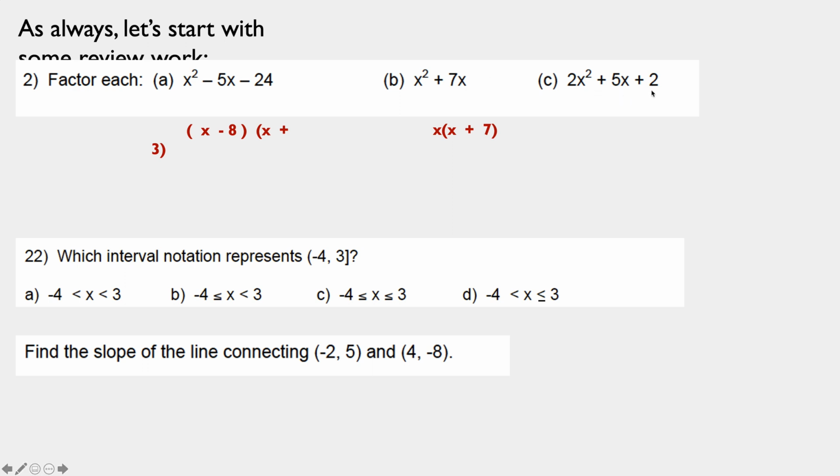But C is a whole different ballgame because there is no common factor and there's a 2 in front. So this is not a simple thing to do, okay? So the first thing I'm going to do is take the leading coefficient of 2 and multiply it by the last 2. And that gives me x squared plus 5x plus 4. We are far from done. Now I'm going to factor that, which should be pretty easy, right? Two numbers multiply out to 4, add up to 5, and that's 4 times 1.